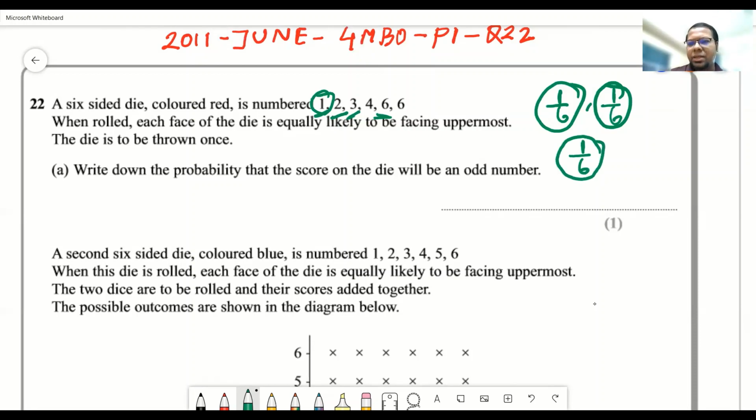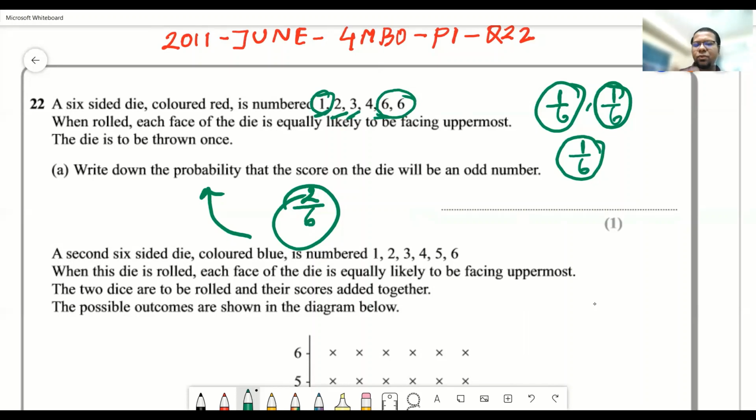But if I ask you what is the probability of getting 6, then it will be 2 by 6. This is not the answer of this question. I'm just explaining so that you can understand the basics if you are lacking them. Okay, because there are 2 sixes.